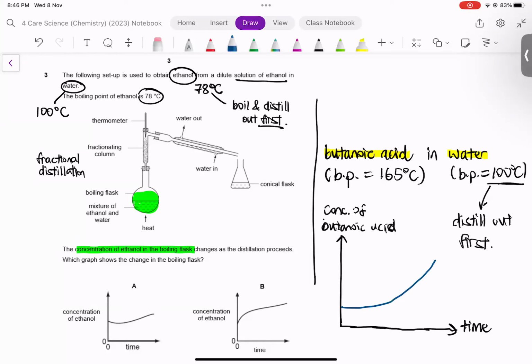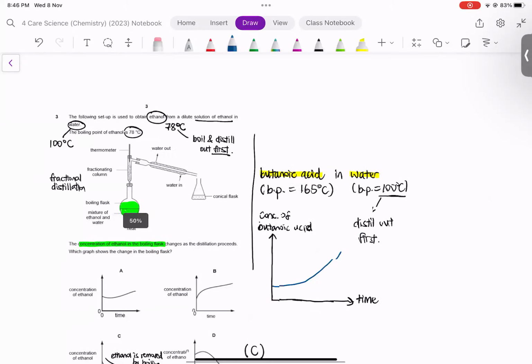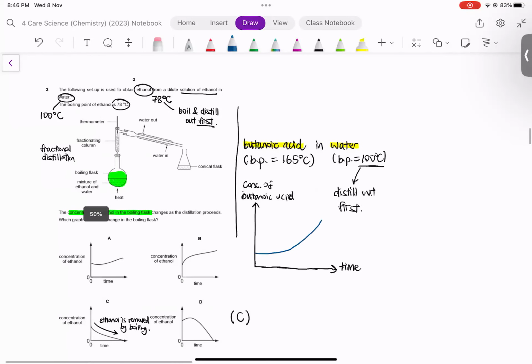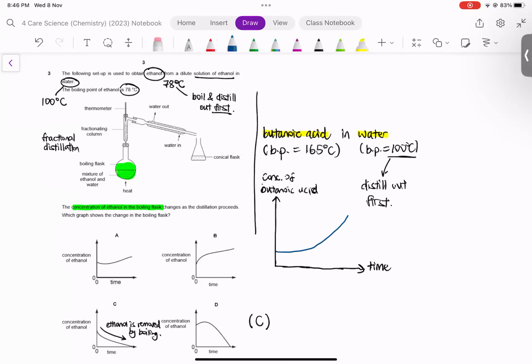go up. So now please compare and contrast the two different scenarios. One with ethanol, which has a lower boiling point, and now with butanoic acid with a higher boiling point. So learn these two scenarios, they are different. So can you please copy down the scenario with butanoic acid now?